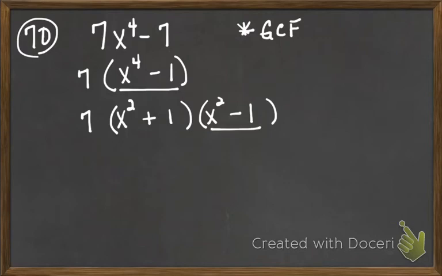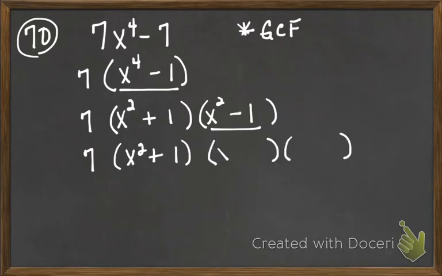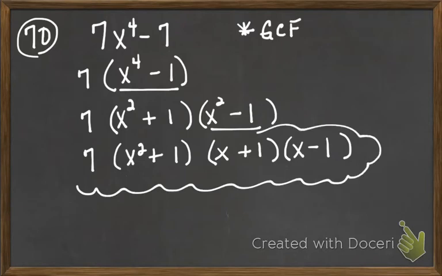But then we get to x squared minus 1, which is the difference of squares, and we know how to factor that. So we bring down the 7, we bring down the x squared plus 1, and then we factor x squared minus 1 into two binomials. We have an x times an x, and then we have a plus 1 times a minus 1. Then check all of our factors. 7 can't be factored again, x squared plus 1 cannot be factored again, x plus 1 cannot be factored again, and x minus 1 cannot be factored again. So these are my final factors.